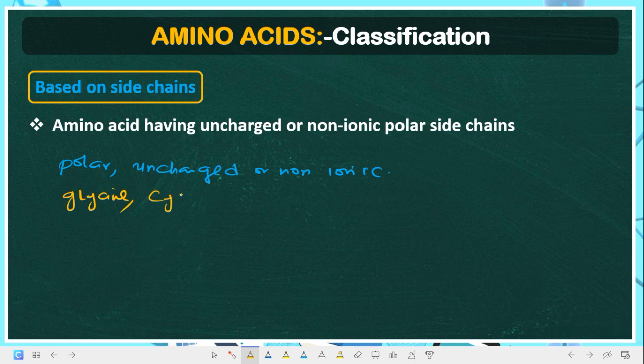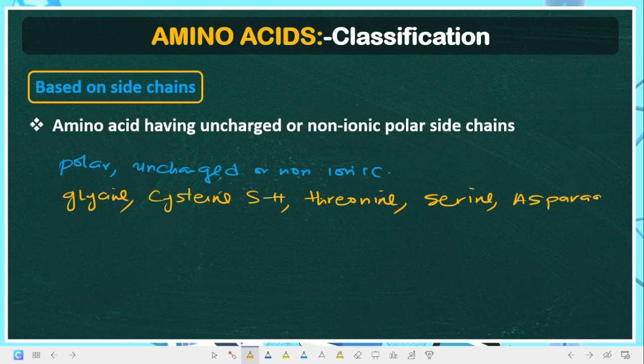Then we have cysteine, which contains sulfur and hydrogen. We have another category, threonine. Then we have serine. Then we have asparagine, glutamine, tyrosine that contains an OH group.